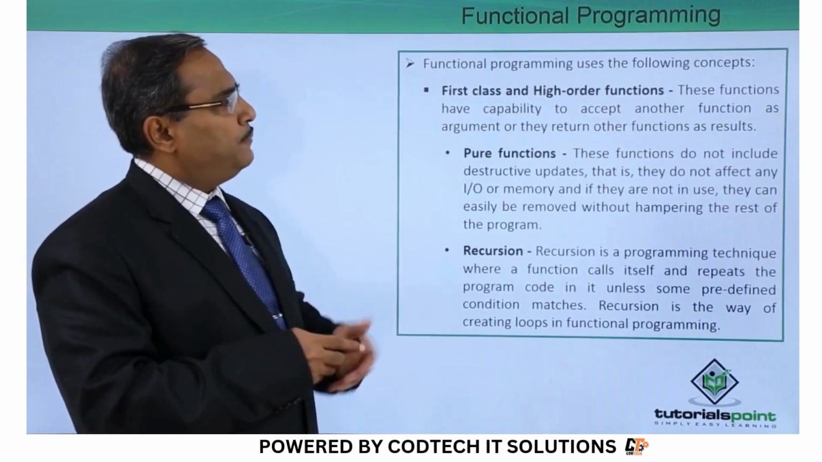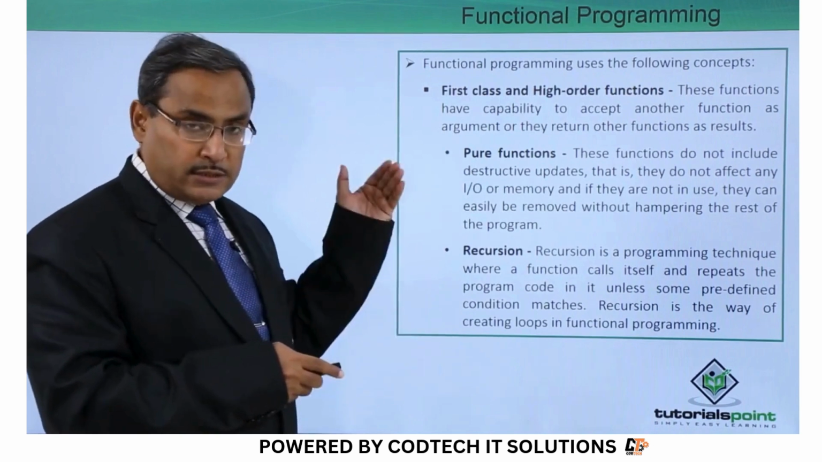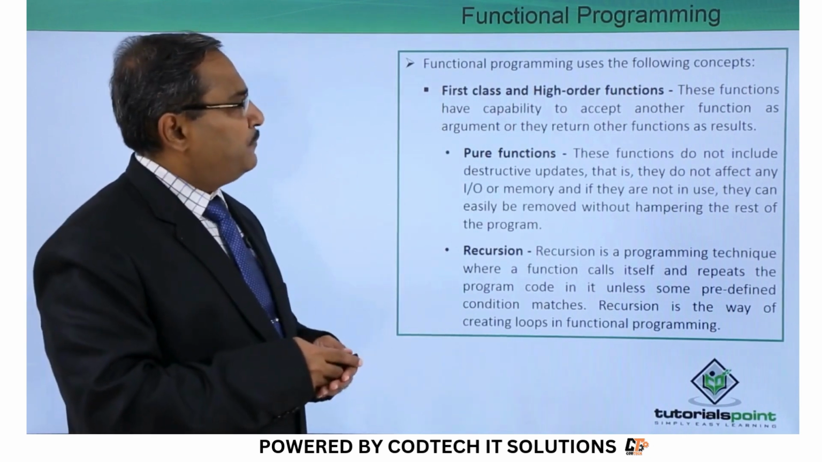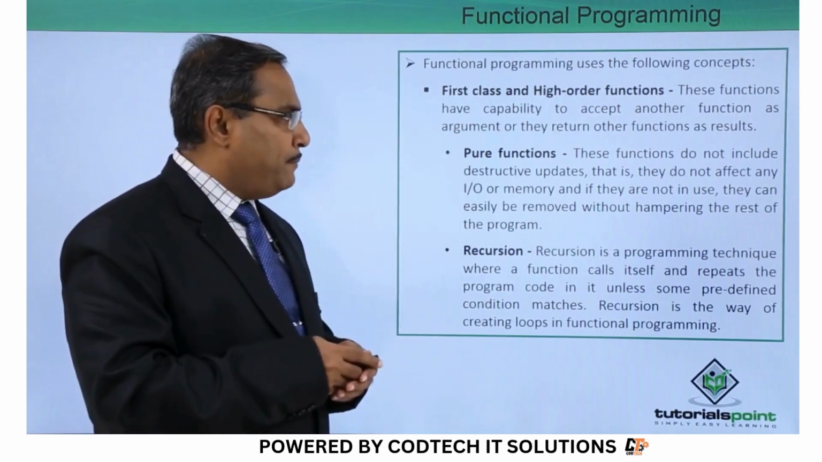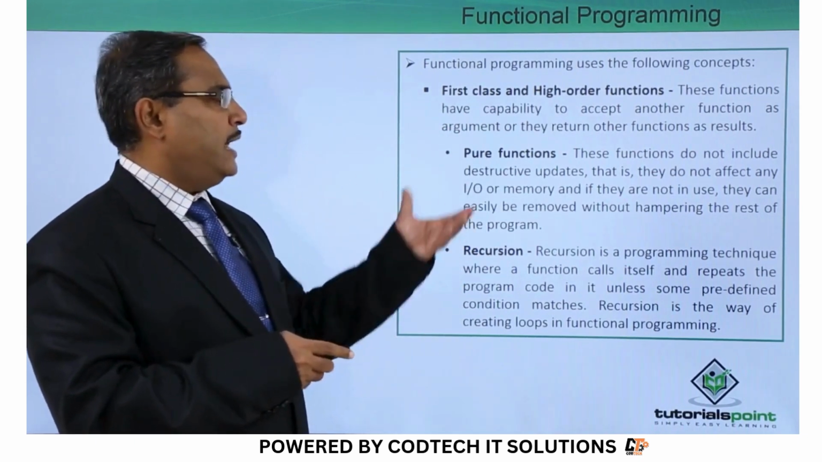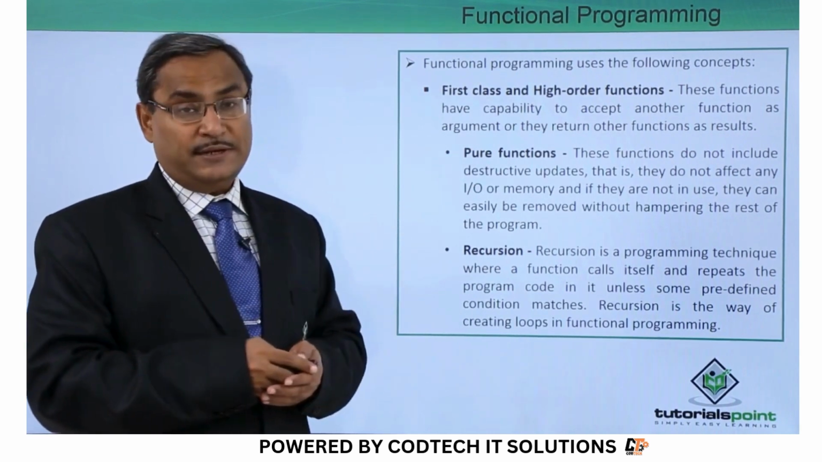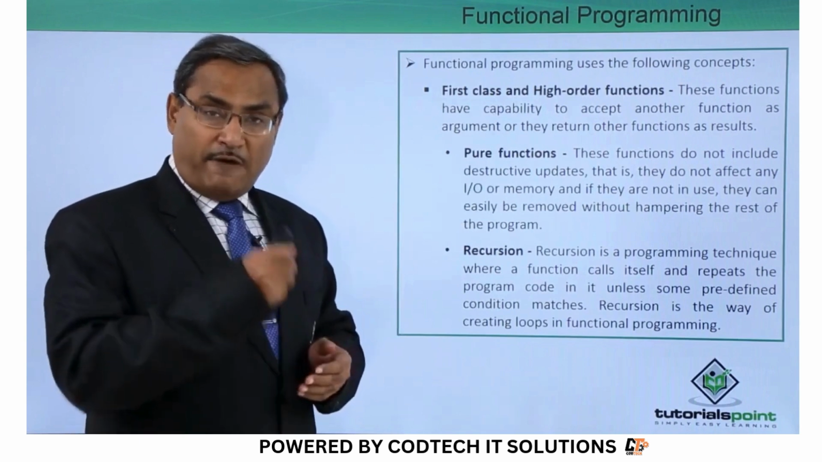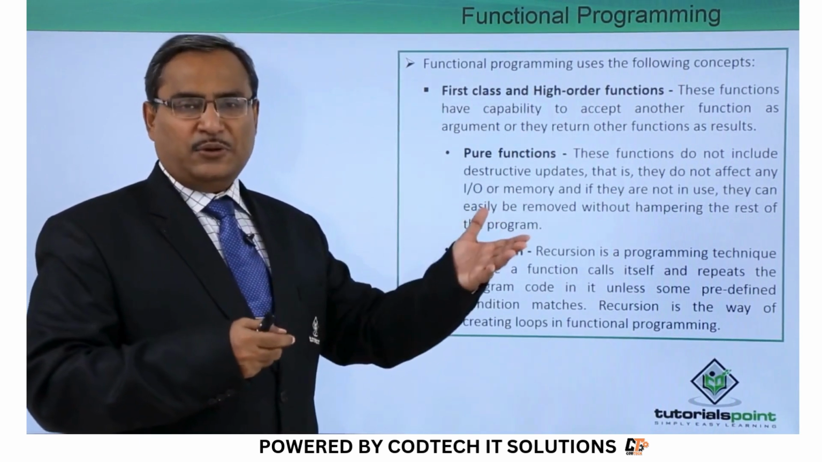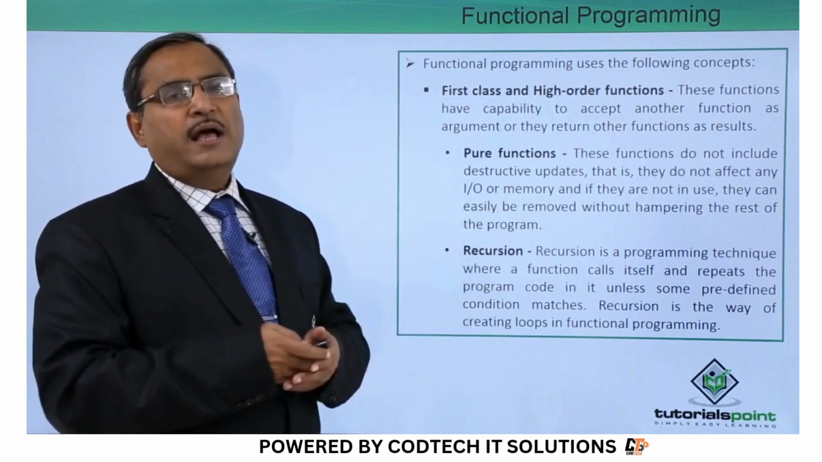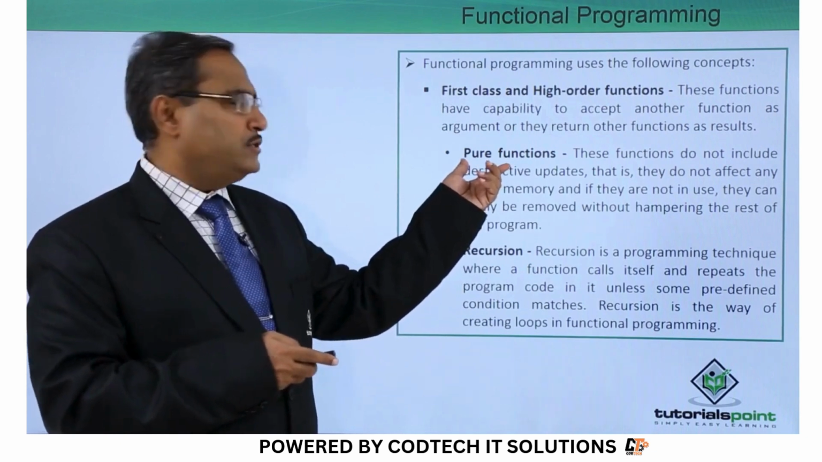Next, functional programming uses the following concepts. Let us go through them one by one. First, first-class and higher-order functions. These functions have the capability to accept another function as an argument, or they return other functions as a result. This is very interesting. A function can take another function name as an input argument, and a function can also return another function as the output.